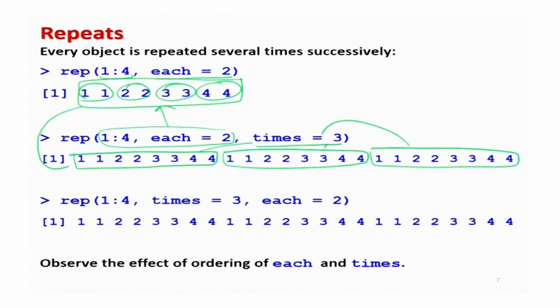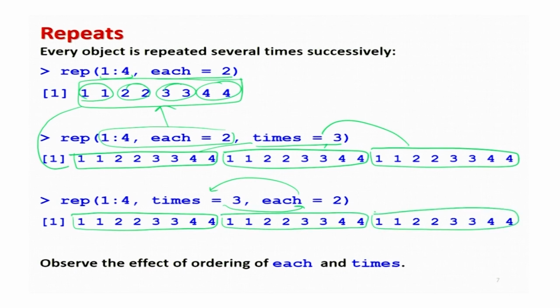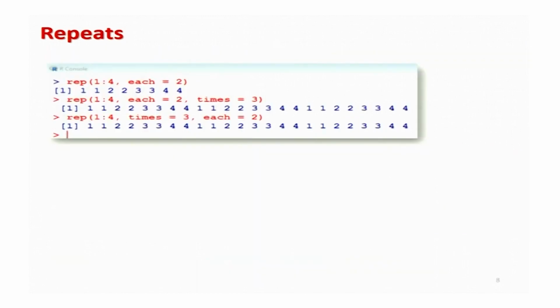On the other hand, if you write the same command in this format, where you interchange the positions of times and each, that will not make any change. You can see 1, 1, 2, 2, 3, 3, 4, 4, 1, 1, 2, 2, 3, 3, 4, 4 and 1, 1, 2, 2, 3, 3, 4, 4. They are the same, there is no change. That is what you have to observe and keep in mind about how R works. And this is the screenshot of the same operation.